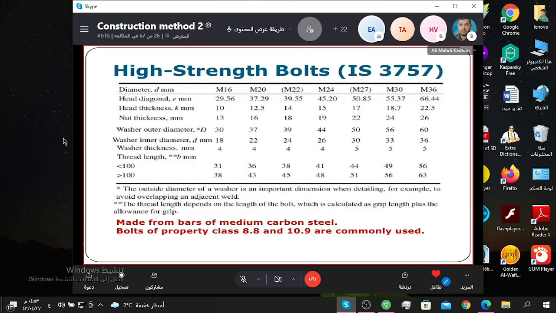High strength bolt, IS 3757. The figure is shown. Made from medium carbon steel, bolts of property class 8.8 and 10.9 are commonly used.